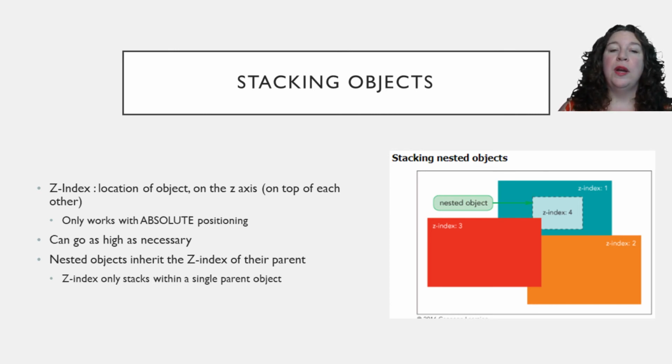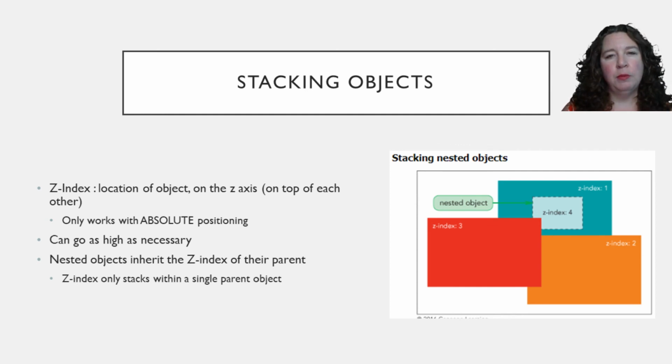Z-indexes only work with positioned elements, so if you have static positioning, z-indexes are not going to work. You have to set your positioning to absolute for those. You also have to remember that nested objects exist in their parent. So in the example here, a z-index of 1 that has a nested z-index of 4, that 4 is still going to be standing behind any z-index of 2 because its parent is only at 1. So even though its index is larger, it doesn't mean anything. So z-indexes stay contained to their parent.